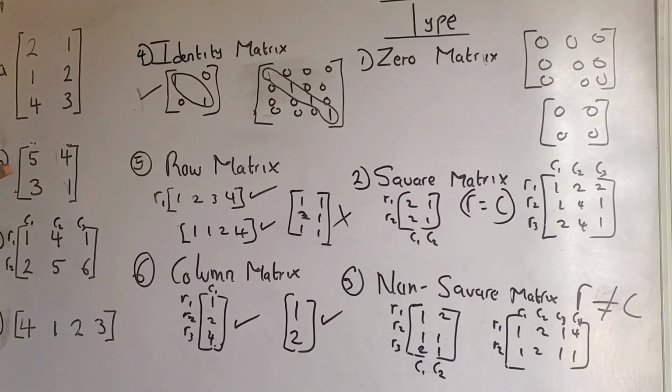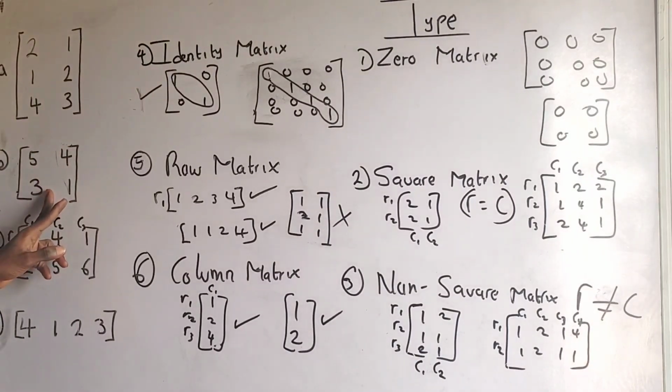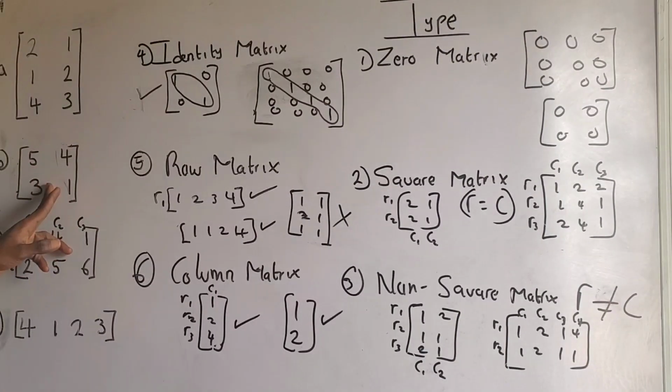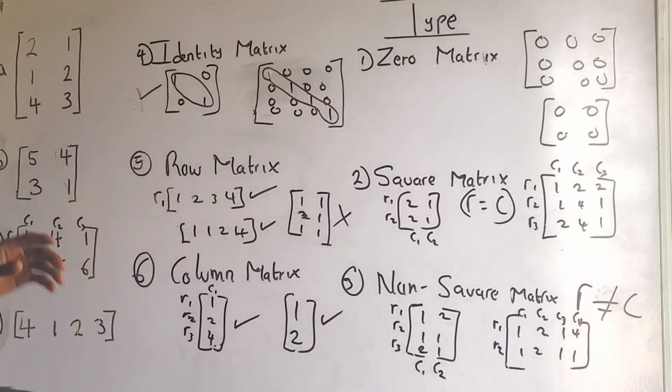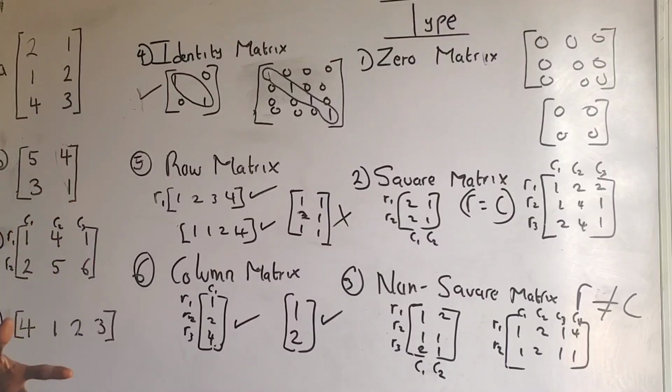For number 2, what kind of matrix is this? This one cannot be regarded as zero matrix. Why? The reason is because it doesn't contain 0. You understand? All the elements that are present there are not 0. That is, all the numbers that are present inside the matrix are not 0. Now listen. 5, 4, 3, 2, 1. They are numbers inside the matrix, right? Are they zeros? No. So we cannot call it zero matrix.